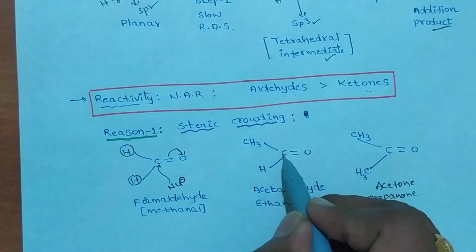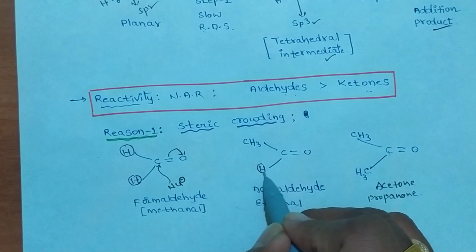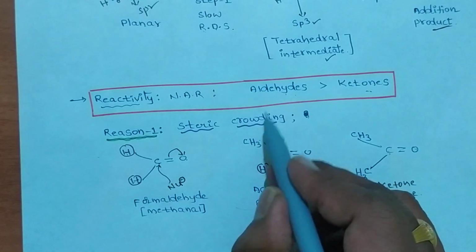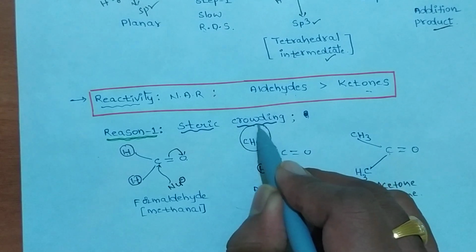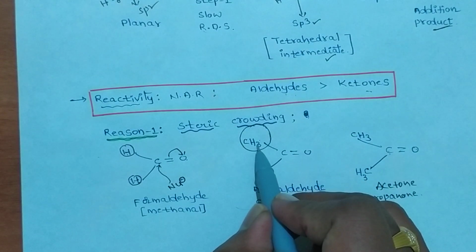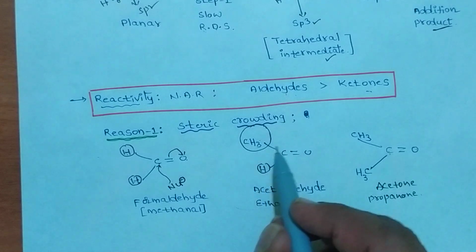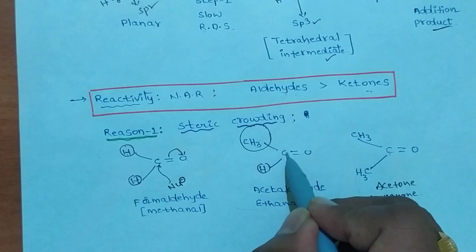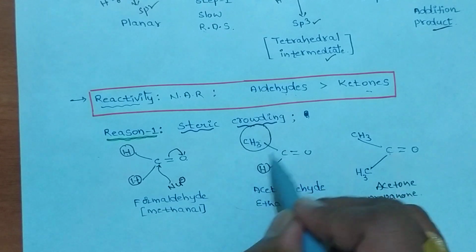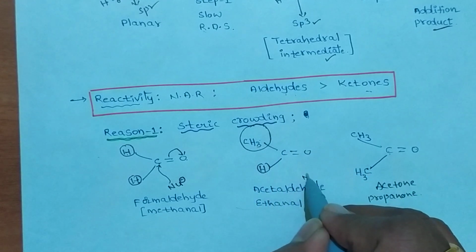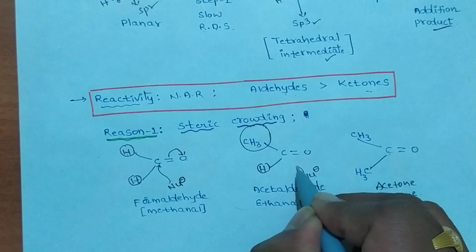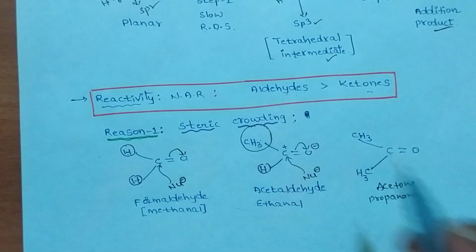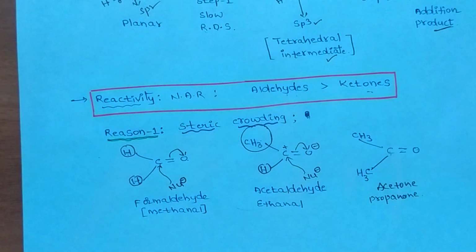Whereas here, we are taking hydrogen, same. Here hydrogen is there, here a methyl group is there. Compared to hydrogen, the methyl group is somewhat bigger in size. Because of the big size of this methyl group, what will happen? The steric crowding around this carbonyl carbon is more, because of the bigger size. So attacking of the nucleophile over this carbonyl carbon is somewhat difficult because of the crowd.